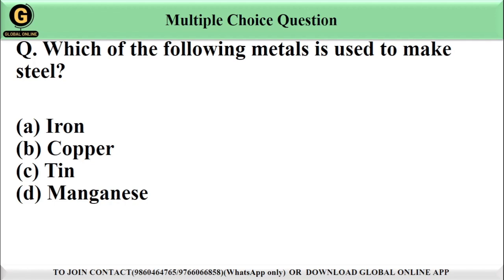Copper and tin are used in production of alloys like brass and bronze, but not steel. Manganese is often added to the steel as an alloying element, but it is not the primary metal used in its production. So the correct answer is option A, iron. Let's move to the next question.